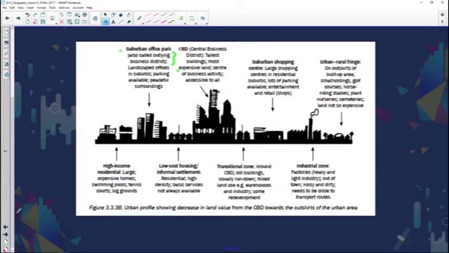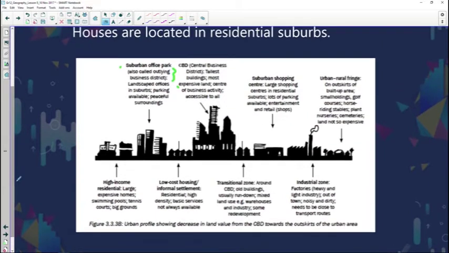The transitional zone is the area around the CBD, very old buildings, usually run down. You will find your light industries, which we will discuss in our next lesson. It's where textile industries are taking place, where there's a lot of unskilled labor available for these industries. And then our industrial zones, usually on the outskirts, because of the amount of pollution taking place, noise and air pollution. And very close to transport roads to basically transport their products to different parts of the country.